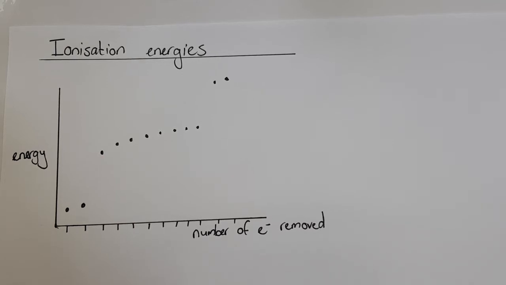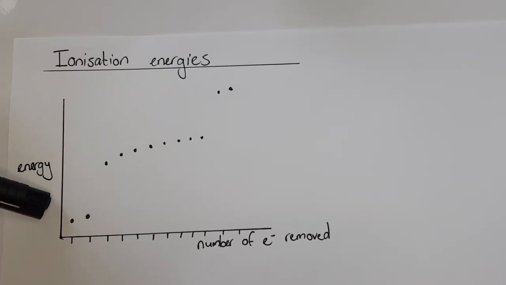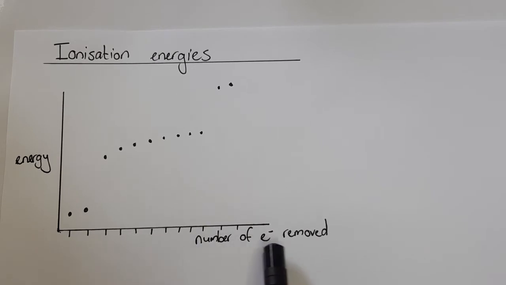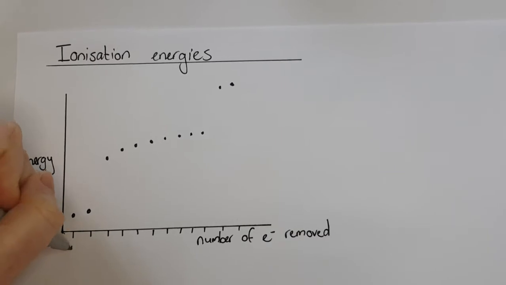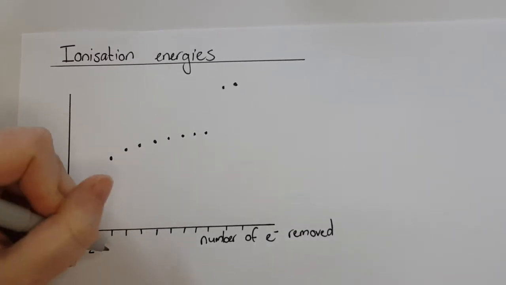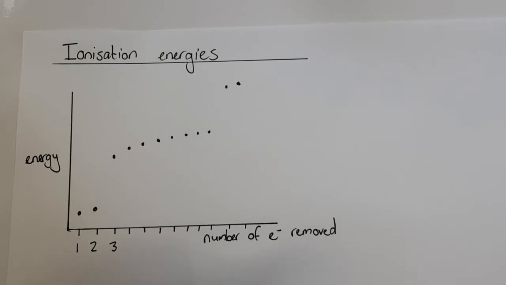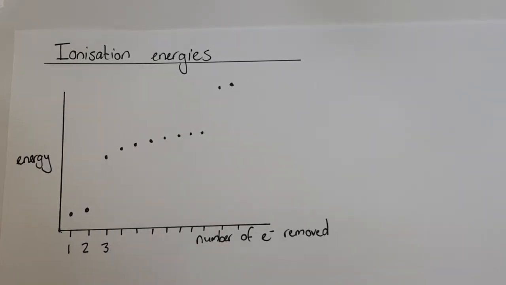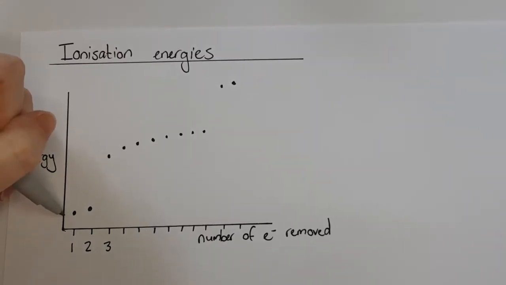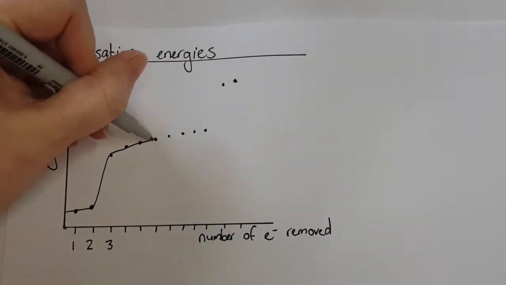So remember, ionization energies, it's the amount of energy that we need to remove each electron from your atom. So I can take all the ionization energies and plot them on a graph. If I place the energy on the y-axis and the number of electrons removed on the x-axis, this would be the first electron removed, then the second, third, etc., until there's no more electrons left for each atom. So we can plot the energies on a graph and we would start to see a trend.